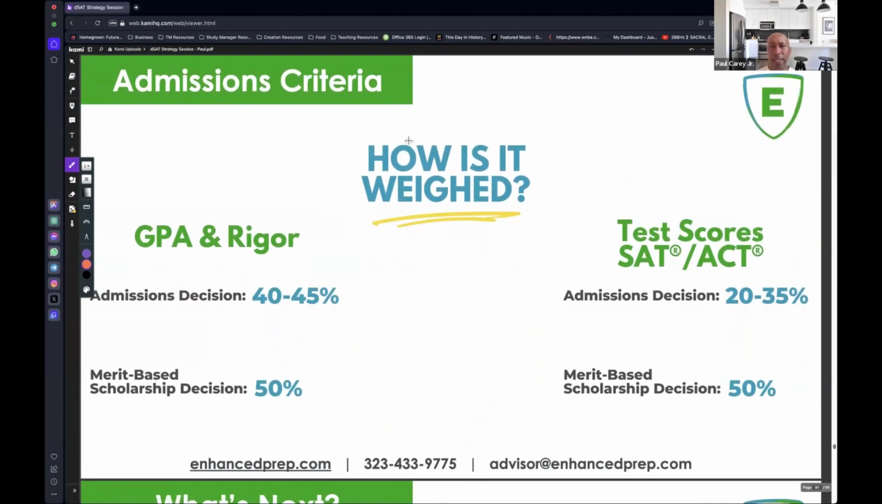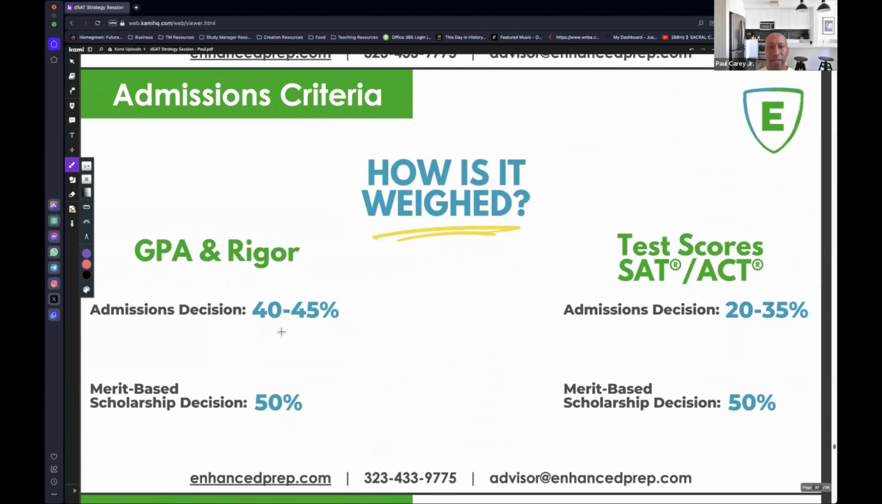As far as admission decisions, one of the things to keep in mind is that your GPA and your class rigor are going to be the two most important things to have. So colleges look at that 45 to 50% of the time. This is 50% of your merit-based scholarships. And then for your test scores, 20% to 35%, and then 50% of merit-based scholarships.